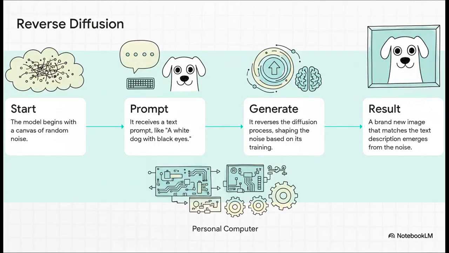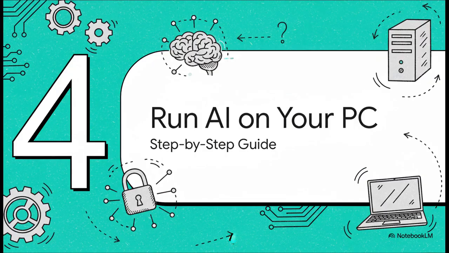And here is where the magic happens. To create a new image, the model just does that whole thing backwards. It starts with a screen full of random noise. You give it a prompt, like a white dog with black eyes, and it uses everything it learned to sculpt that noise, step by step, back into a brand new picture. It's not drawing. It's literally hallucinating an image into existence out of pure static. It's incredible.